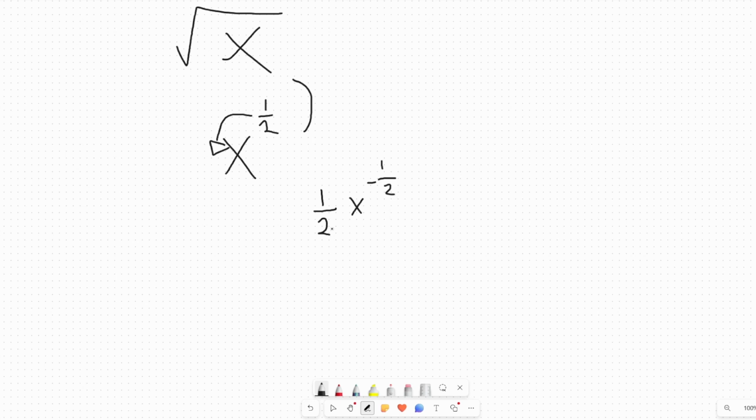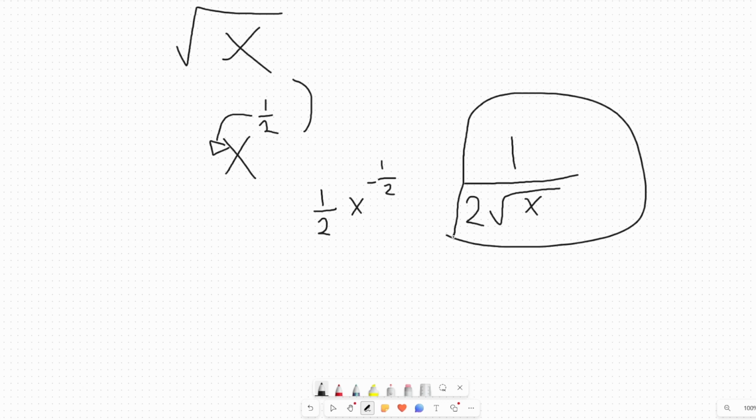Now, if your teacher's okay with it like this, you can leave it like this. But to simplify it, all you want to do, since we have a negative here, is you can just rewrite it as 1 over 2 root x. Because x to the 1 over 2 would be root x. X to the negative 1 over 2 is still root x, but you just put it in the denominator with a 2. All right? So this is the simplified version, but if your teacher doesn't care, you can leave it like that if you want.